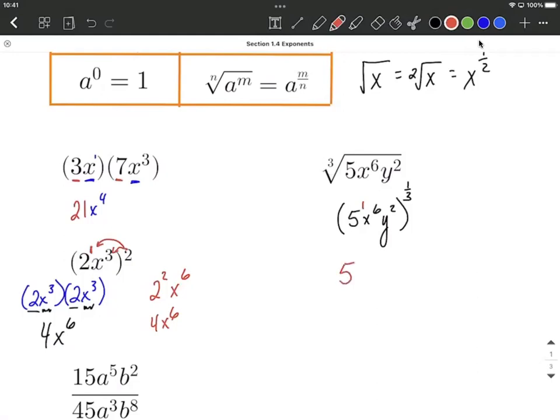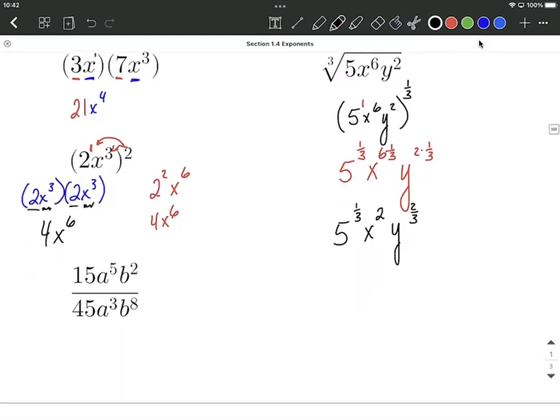So that'll be 5 raised to the 1 times 1/3, which is 1/3. X raised to the 6 times 1/3 power. Y raised to the 2 times 1/3 power. Now we can do better than leaving that as 6 times 1/3 and 2 times 1/3, though. I think the best final answer, I would probably leave this as 5 raised to the 1/3, x raised to the, 6 times 1/3 makes 2, and y raised to the 2 times 1/3 makes 2/3.